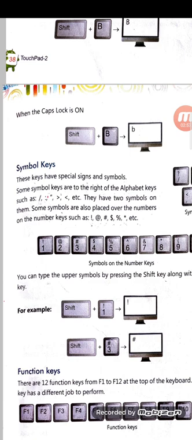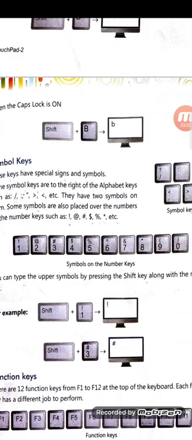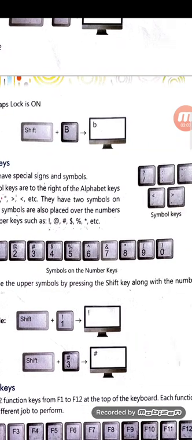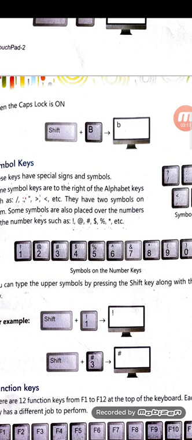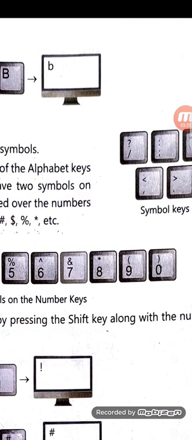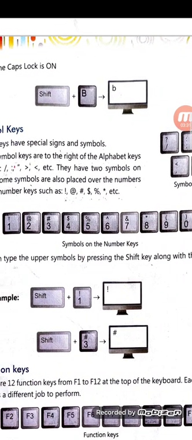Some symbols are also placed over the numbers on the number keys. Just over the number keys from 1, 2, 3, 4, 5, 6, 7, 8, 9, 0, you will see some symbols. First one is exclamation, next @, next hash, next dollar, next percentage, next asterisk, and opening bracket and closing bracket. So these are the symbols on the number keys.